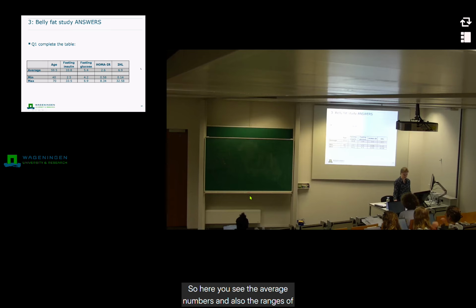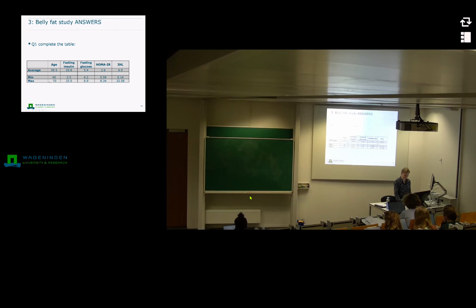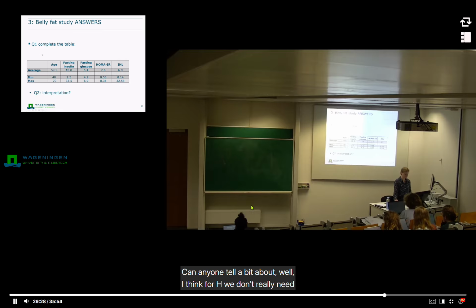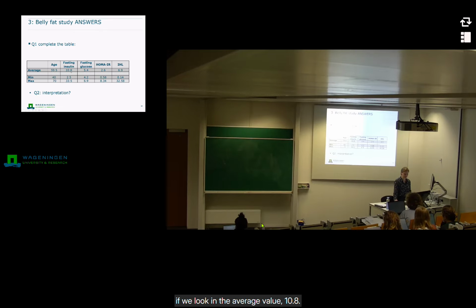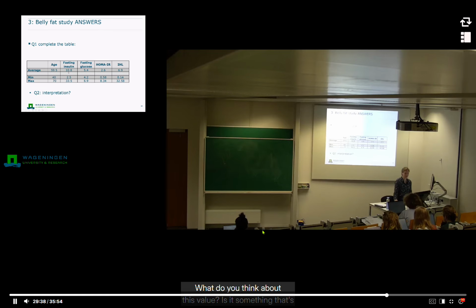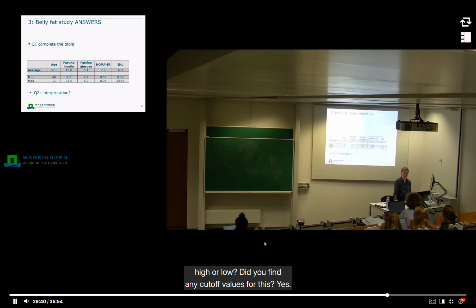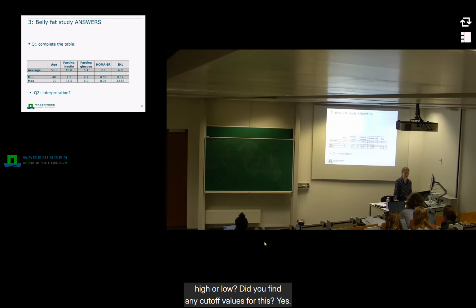So here you see the average numbers and also the ranges of values, like the minimum and maximum value that were in the data set. Can anyone tell a bit about, well, I think for age we don't really need an interpretation, but for fasting insulin levels, if we look at the average value, 10.8, what do you think about this value? Is this something that's high or low? Did you find any cutoff values for this?